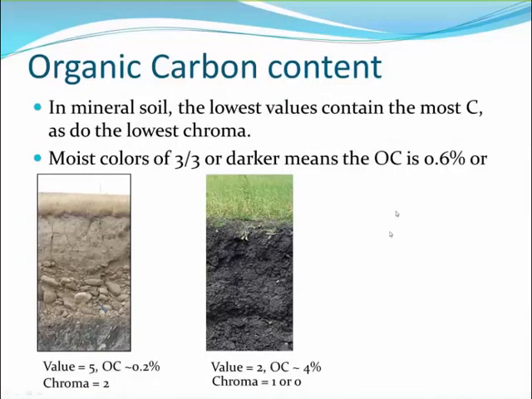Okay, organic carbon content and how that's related to color. Well, we have these correlations here. So we have moist colors of value 3 or more, chroma 3 or less, and these are colors that come out of a soil color book. So if we have these colors or darker colors out of a soil book, it means that there's at least 0.6% organic carbon. And in these pictures down below, let's look at the relationship.